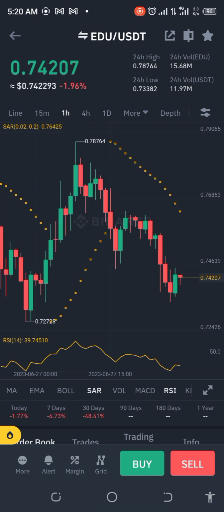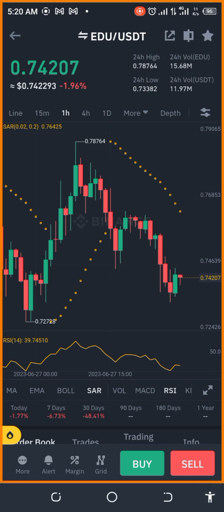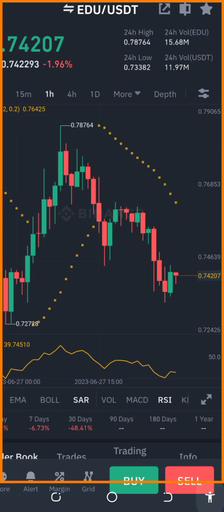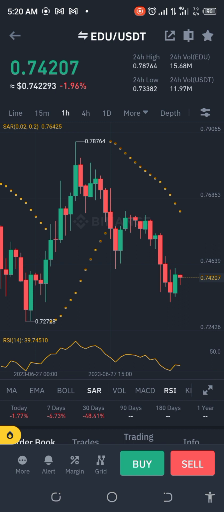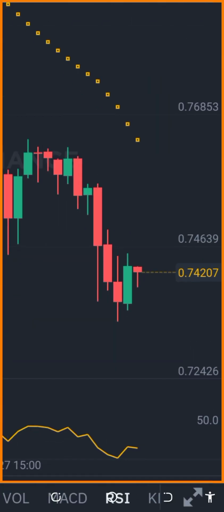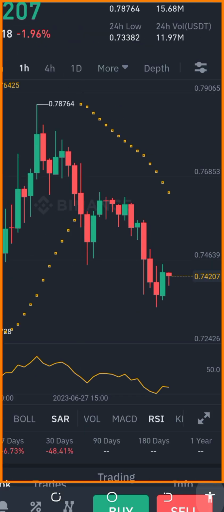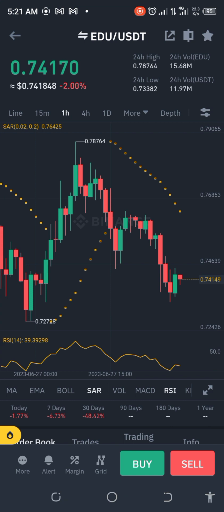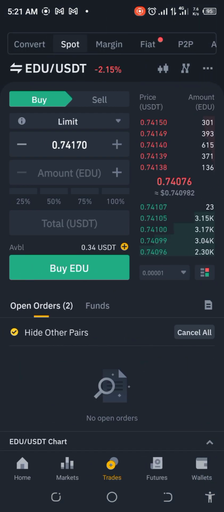Yeah, I'm back and EDU/USDT has already bought. Now take a look at this. This is the charts. One of the things when I was looking at this, I was like, oh my gosh, I hope by the time we want to sell, we're not going to waste time. Anyways, here it is. It's already sold and we are currently on 0.74207. And now it's time for us to set our sell limit. So let's go back and see what's going on.